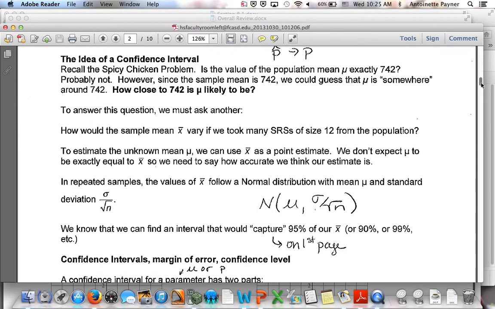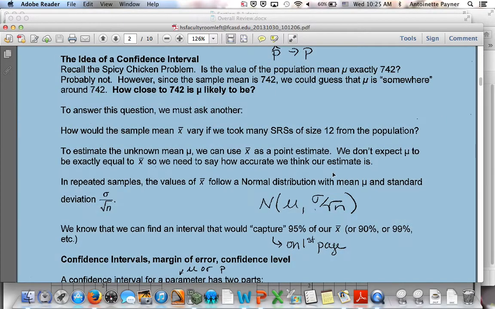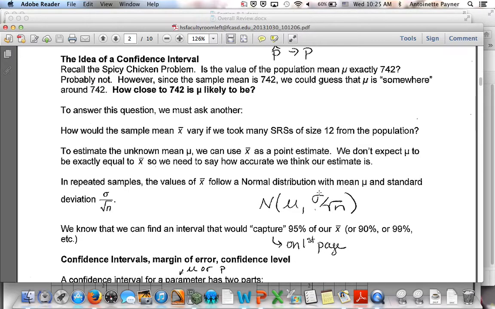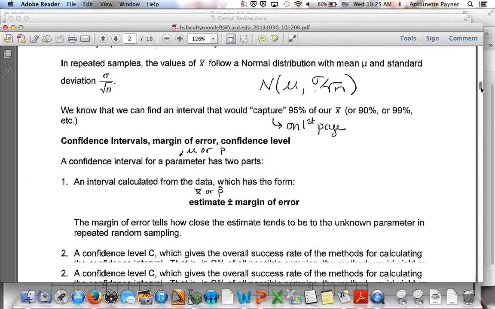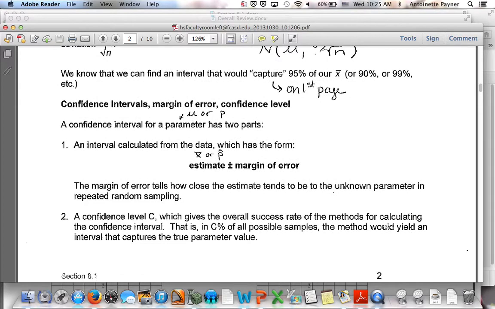Remember that sampling distribution: all of those x bars would follow a normal distribution with a mean mu and a standard deviation of sigma over the square root of n. Then I can use that curve, like I did up in that problem, to figure out an interval that will capture 95% of the x bars, or 90%, or 99%, etc. I can change that number. So my confidence interval, margin of error, or confidence level.